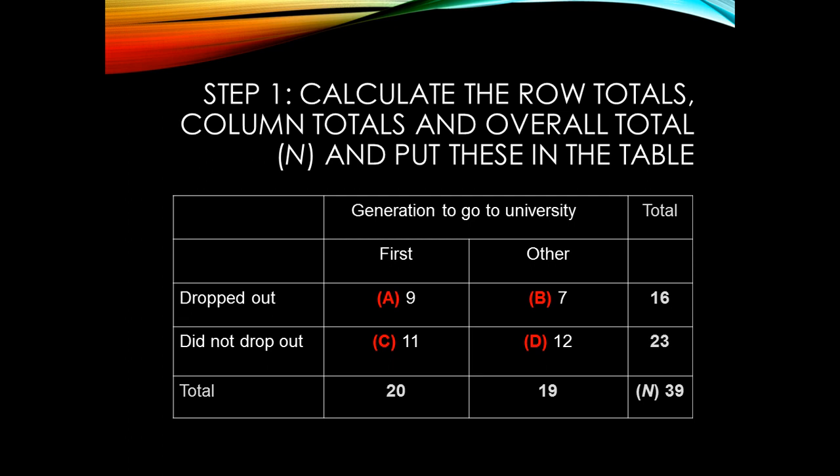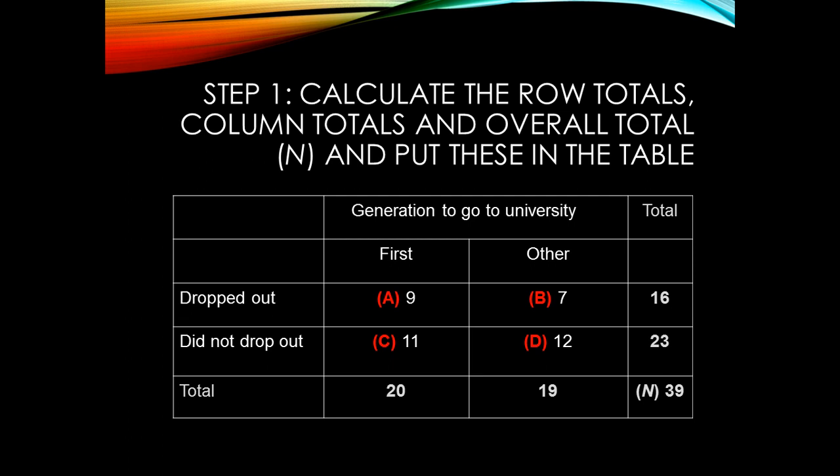On the did not drop out row, we go C plus D. In other words, 11 plus 12, which gives us a total of 23. And if we add 16 to 23, we get the total number, N in brackets, of 39. So that's how many people have responded. 39 people have responded to this survey about who stayed the course, who dropped out, and so forth.